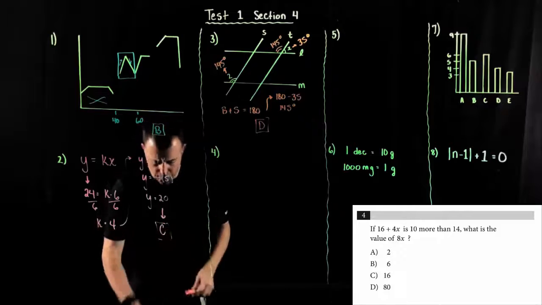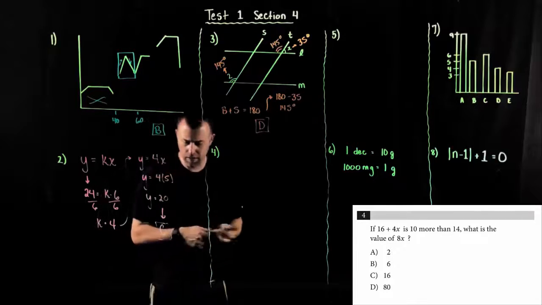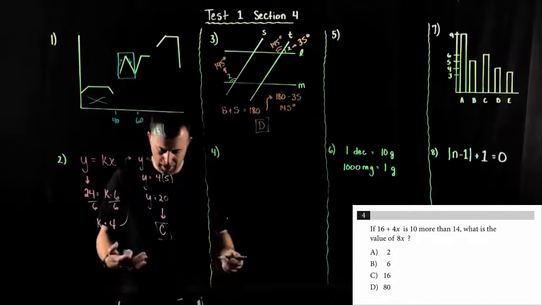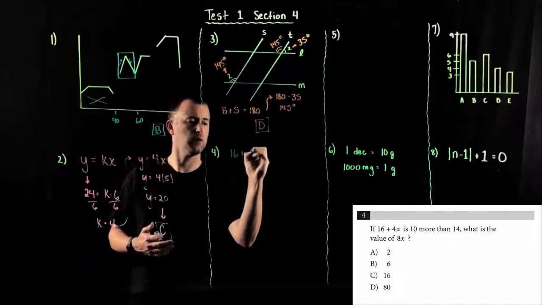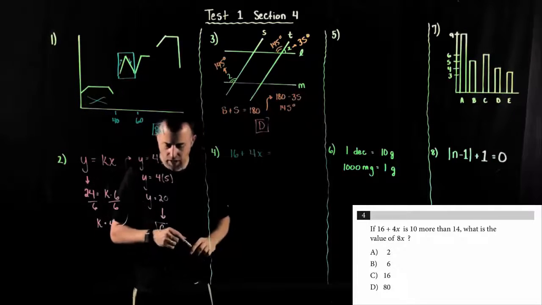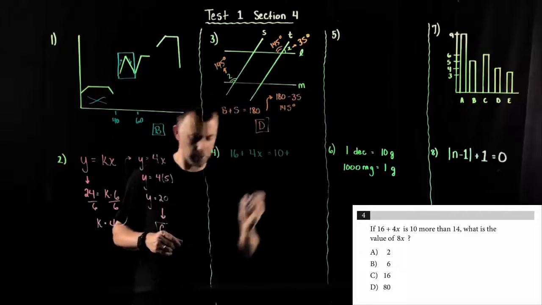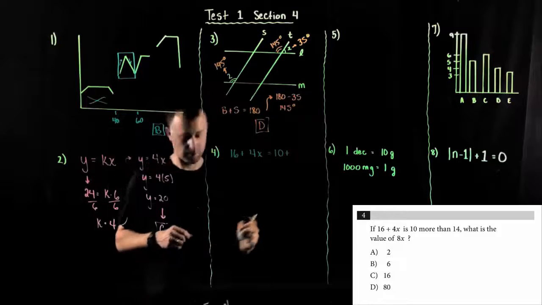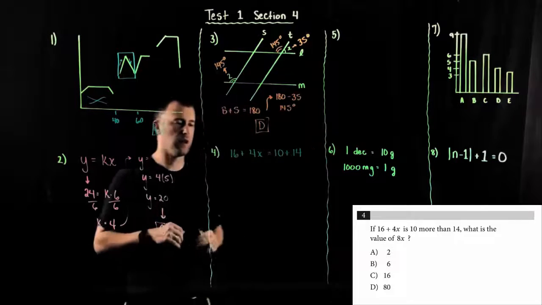So next up, we have number 4. I'll give you the statement that said 16 plus 4x is. Now, is means equal, so I'm going to go ahead and start writing this. I'm going to say 16 plus 4x is, which means equals, 10 more than, and more than is going to be plus. I'm going to go 10 plus 14. So it's 10 more than 14. So this is my equation.